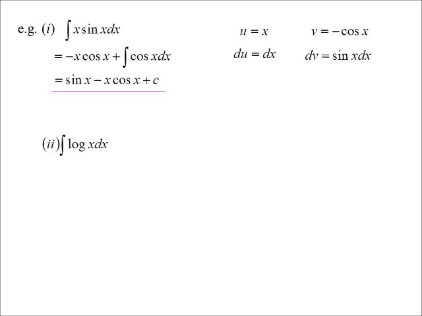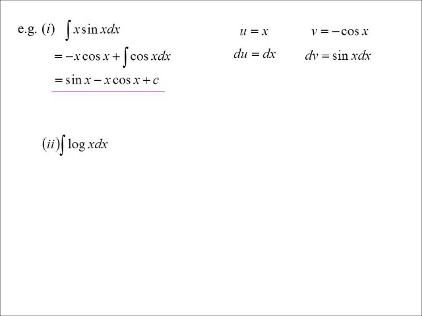Log x. Well, you might be looking at it and thinking, hang on, there's only one function there. There's actually two functions there. One of those functions is the number 1. So when we just have a function that we don't have a rule for, we can always use the product rule because we can say, oh, it's 1 times that function. So I've got to choose u so that when I differentiate it, it will be easier.